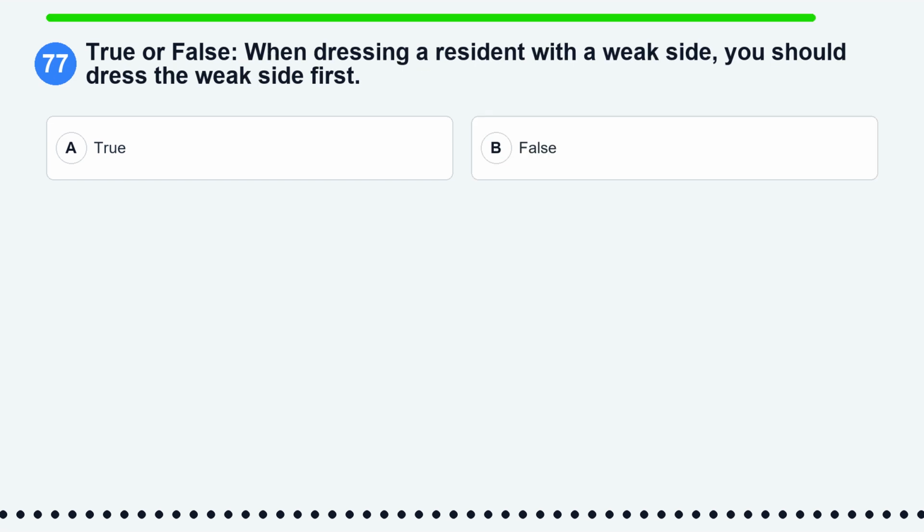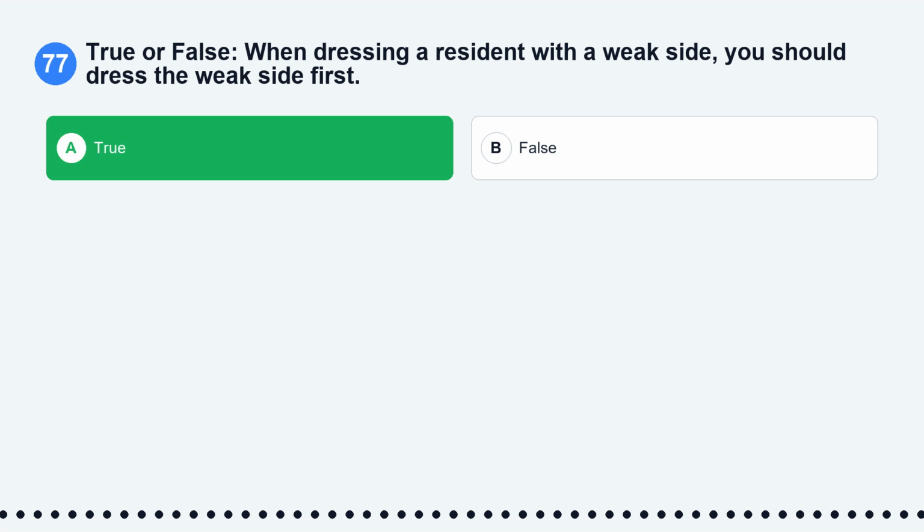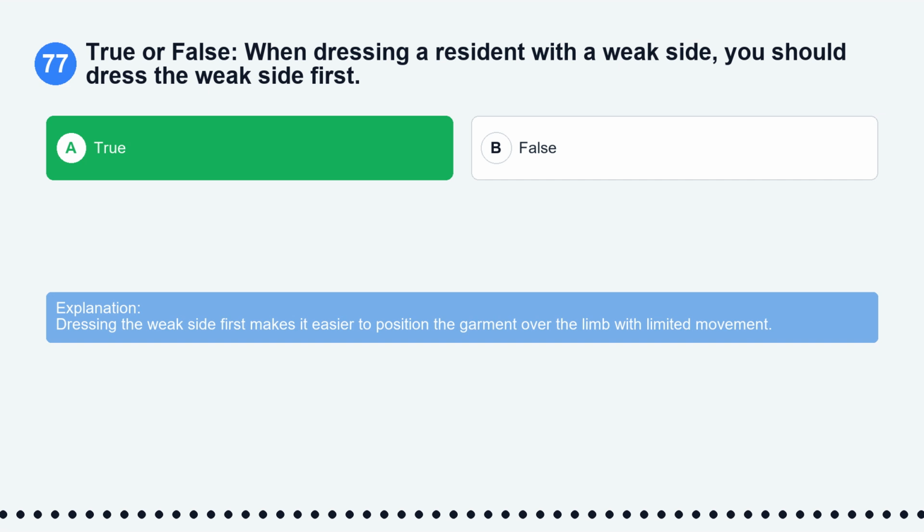Question 77. True or false, when dressing a resident with a weak side, you should dress the weak side first. Option A, true. Option B, false. The correct answer is option A, true. Dressing the weak side first makes it easier to position the garment over the limb with limited movement.